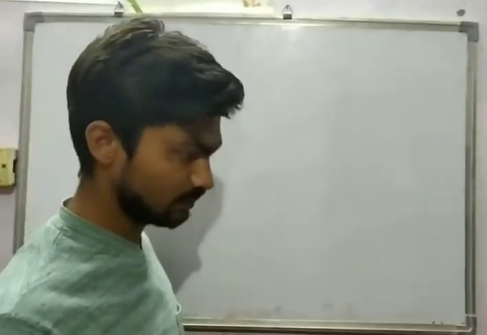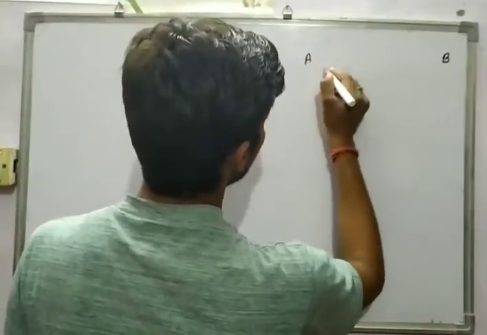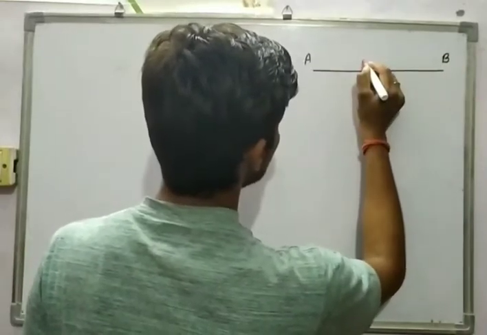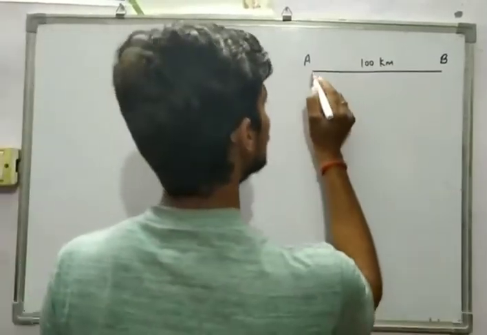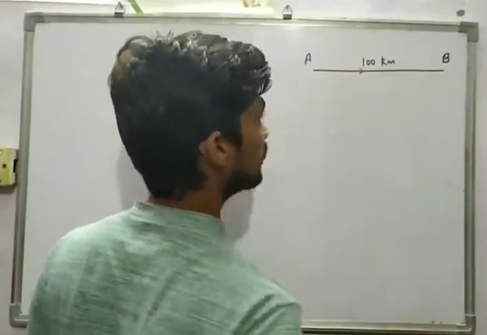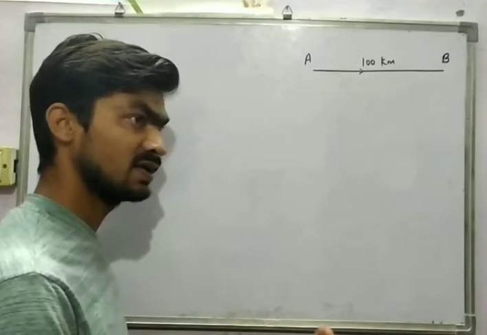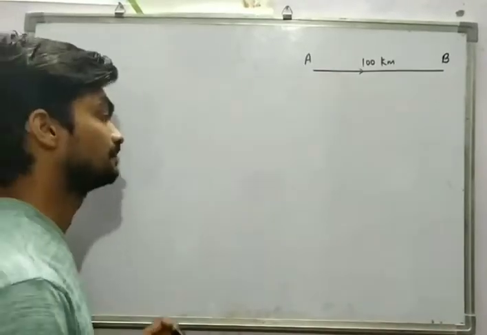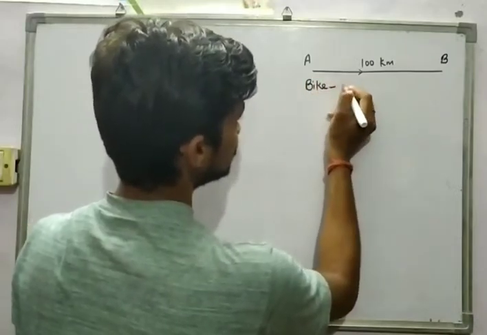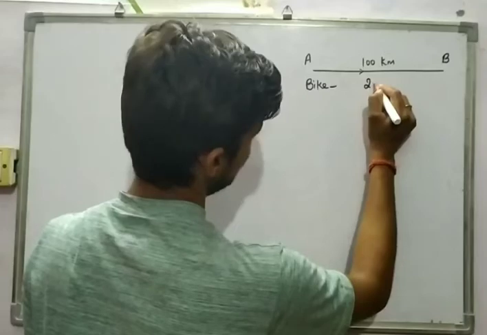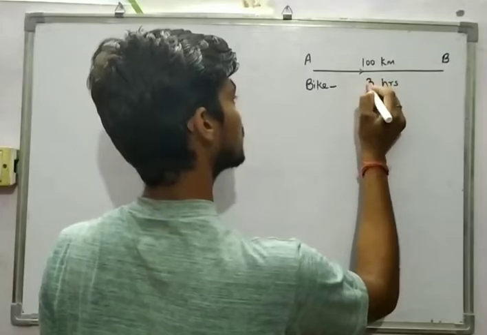If non-uniform motion exists, then there is one term, and that term I will discuss later. Before that, let me explain something. Suppose there are two cities, city A and city B, at a distance of suppose 100 kilometers, and one person wants to go from A to B. Now he has many options. He can go by bike, by car, by public transport. If he goes by bike, approximately he will take 2 to 3 hours. On an average, suppose 3 hours.